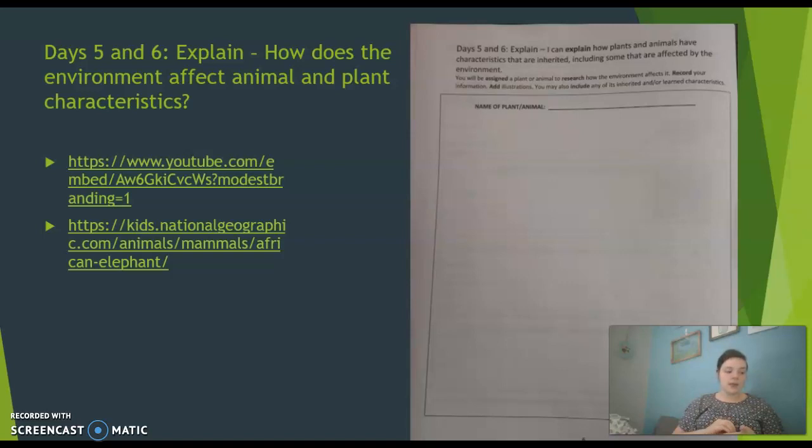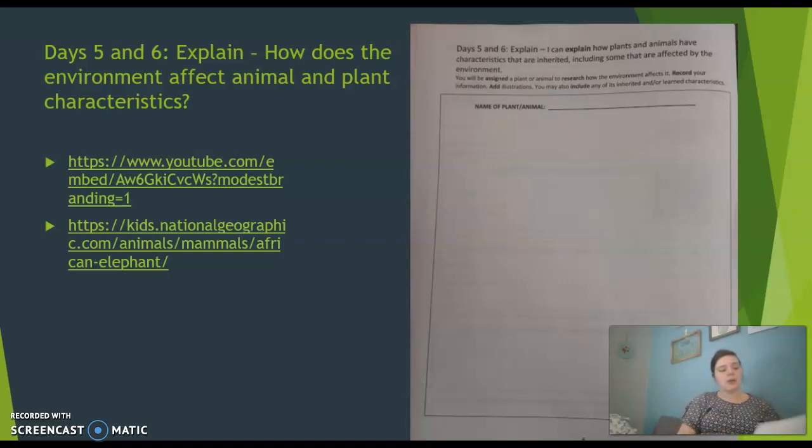So you will be assigned a plant or animal to research how its environment affects it. Record your information, add illustrations. You also may include any of its inherited or learned characteristics.